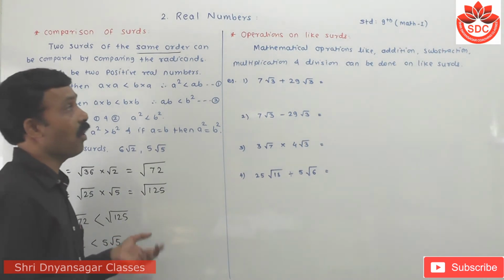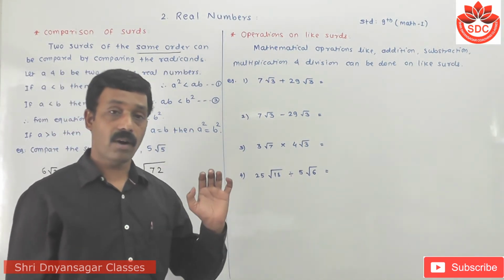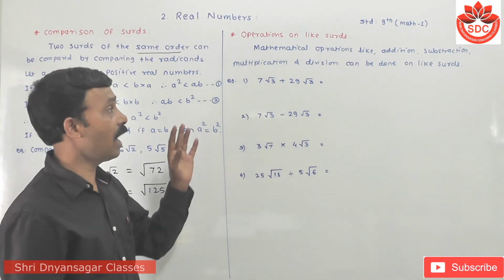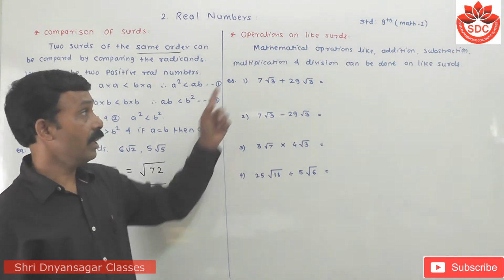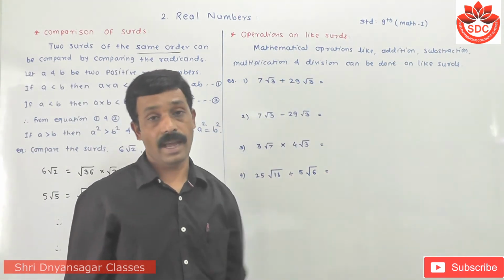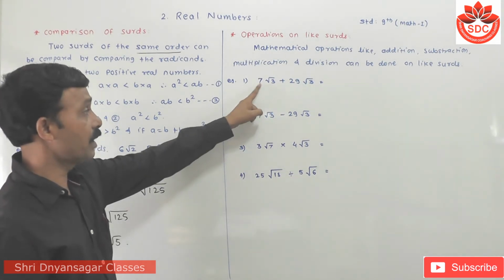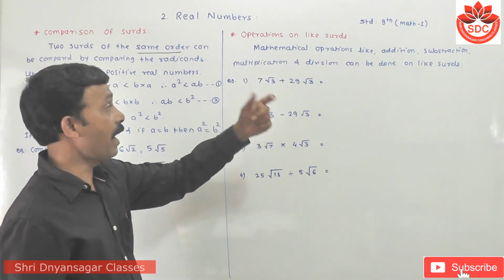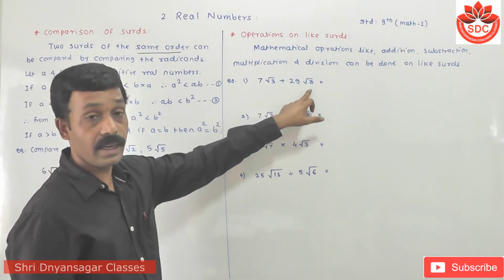Okay, we take the next one, operations on like surds. There are 4 types of mathematical operations: addition, subtraction, multiplication and division, and these can be done on like surds. Now we take some examples and solve them. First one is 7 root 3 plus 29 root 3. Look carefully. You have to add, subtract, multiply and divide by taking the radicand also.